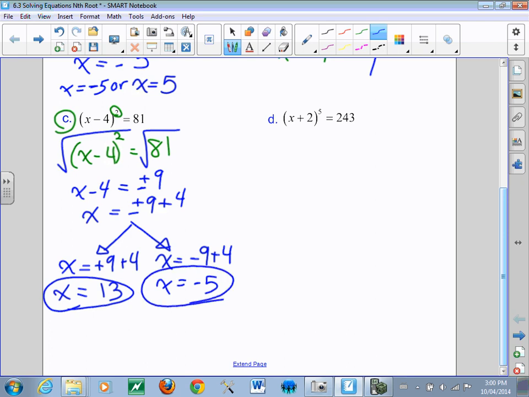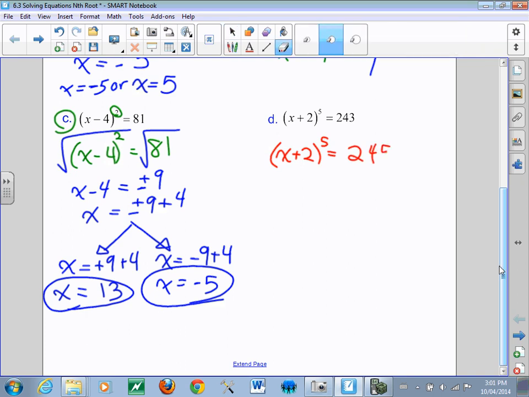All right, let's try this next one. Taking a look at x plus 2 to the power of 5. Again, we want to get that variable isolated. So we first of all have to deal with the exponent, and it's the exponent of 5. So we want to take the nth root of both sides.